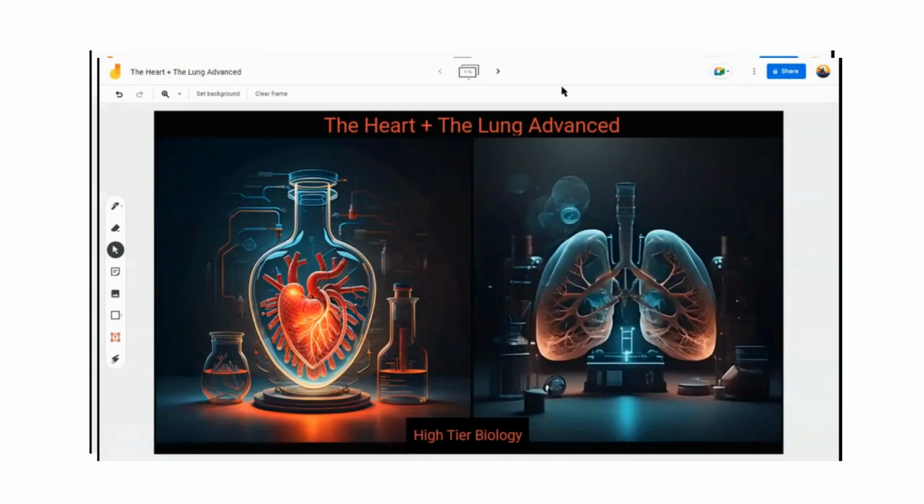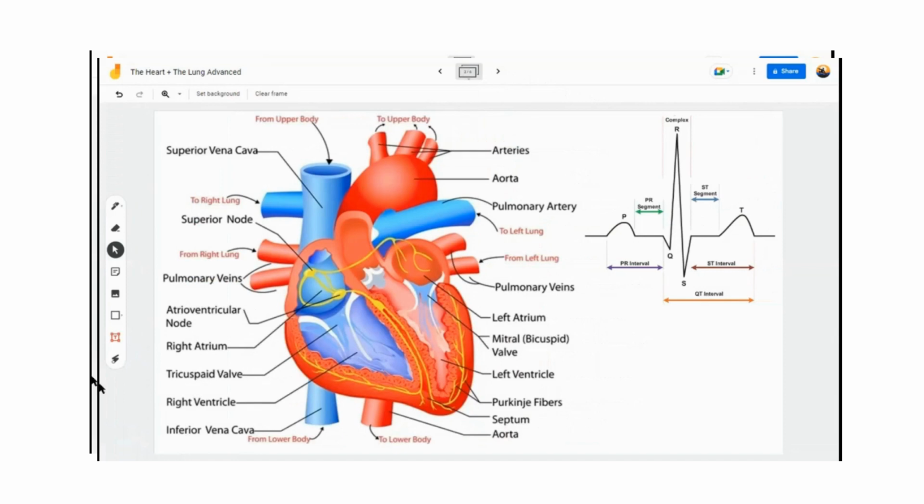The heart. This photo accurately depicts the heart. These are the different structures that make up the anatomy of the heart.